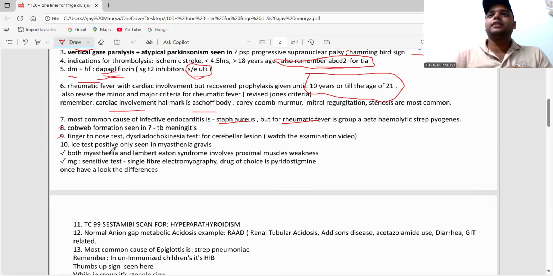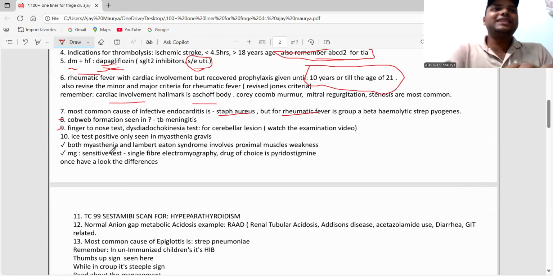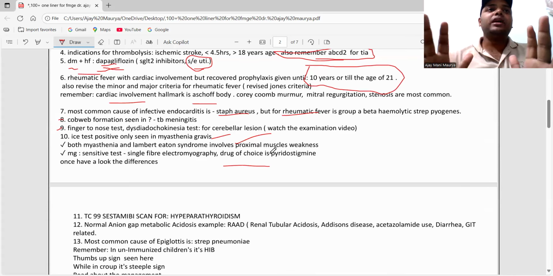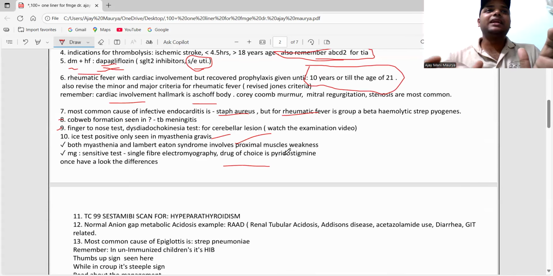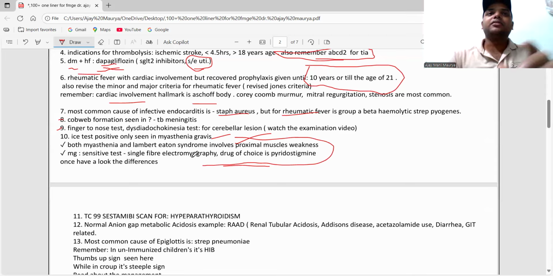Okay. The next one: the edrophonium test is positive only in what? Only in myasthenia gravis. Both myasthenia and Lambert-Eaton syndrome involve proximal muscle weakness. The most sensitive test for myasthenia gravis is single fiber electromyography. The drug of choice is pyridostigmine. Please have a look at myasthenia gravis and Lambert-Eaton syndrome. I already included these topics in our short FMG topics, very clearly. Just go ahead.